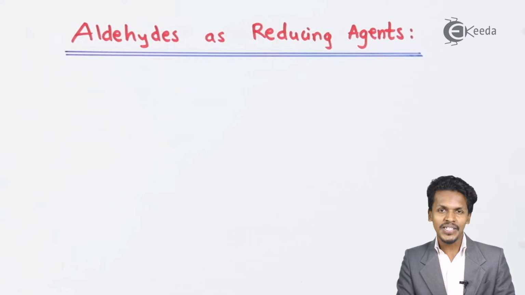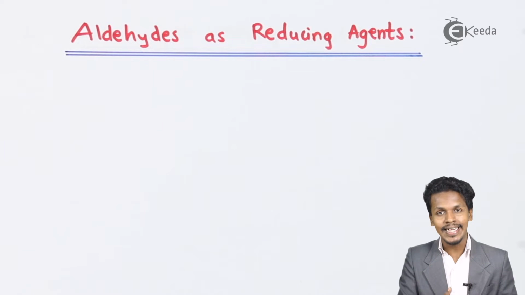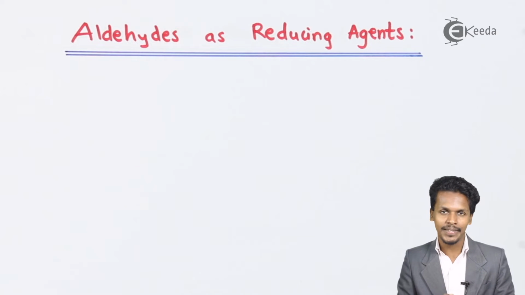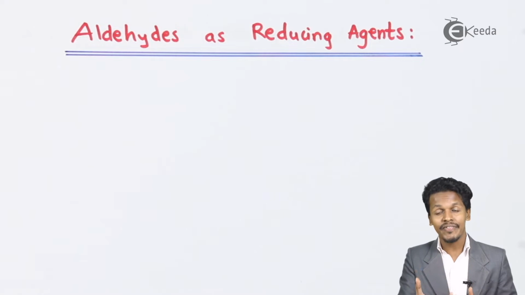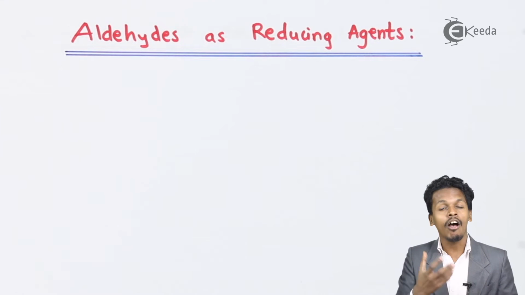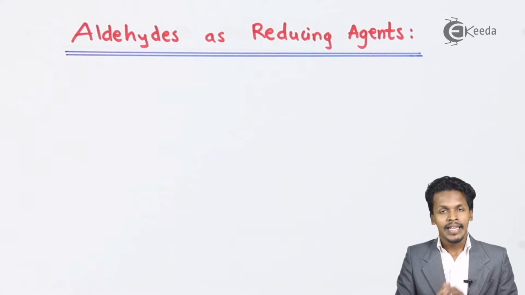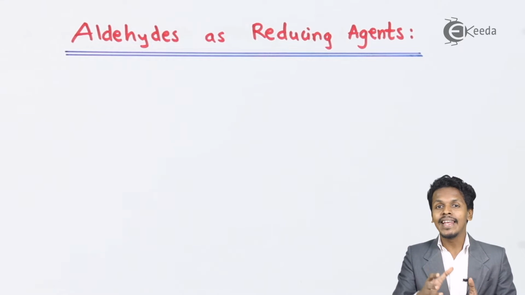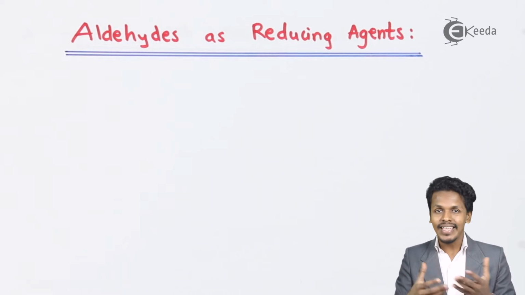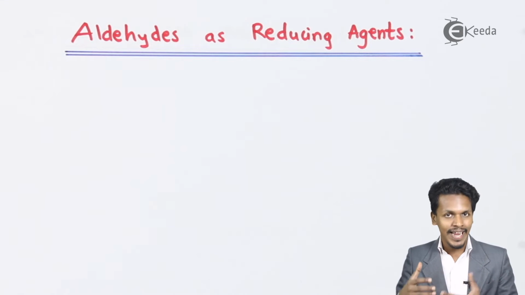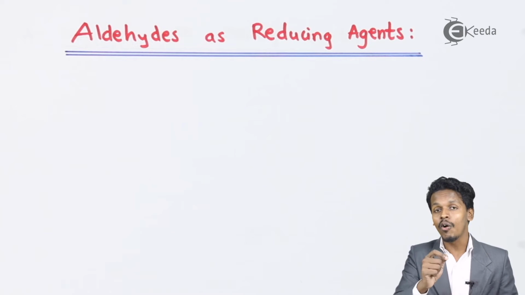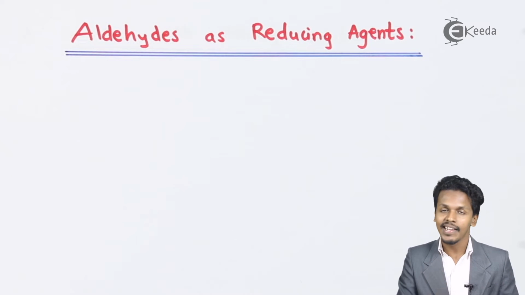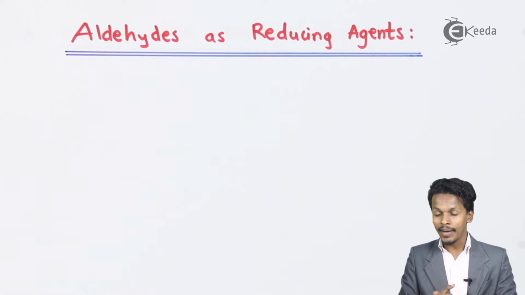So friends, in the previous lecture we discussed how aldehydes and ketones undergo oxidation reactions. But now in this topic we are talking about aldehydes and how they act like a reducing agent. That is our main concern. That is the reason the aldehyde can be detected very easily by following particular tests, and here we are going to check how aldehydes act like a reducing agent.